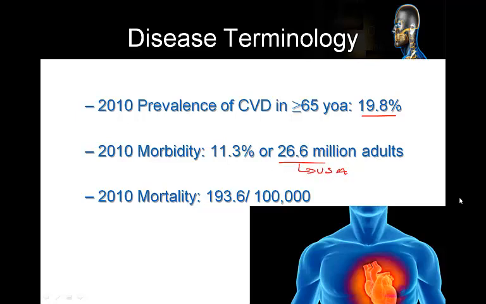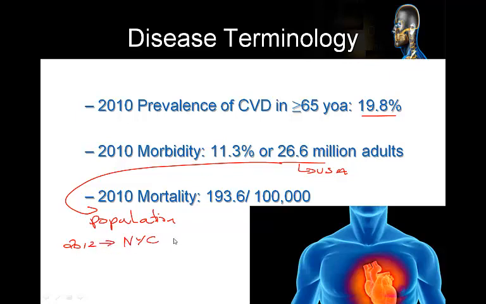So in 2010, 11.3% of the population, or 26.6 million people, were impacted by this. And let's put that into a framework. 26.6 million adults is really difficult to comprehend, but that would essentially be the same population if we combined in 2012 the population of New York City plus Dallas-Fort Worth combined. That entire population of people represents the number of people affected by this disease.